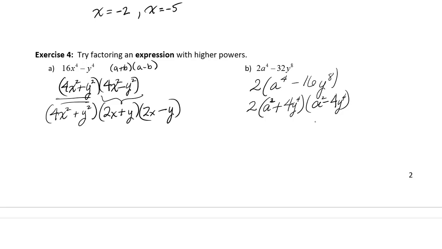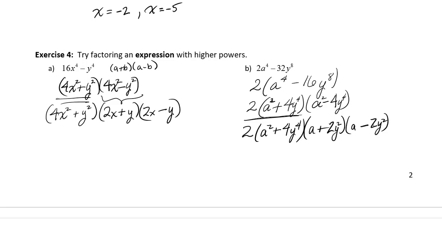Again, the pattern holds just like before on the previous example. We're going to leave the sums alone and we'll just rewrite them. 2a to the second plus 4y to the 4th. And in the second binomial, we can factor it further. We'll have an a and an a, a 2 and a 2, a y squared and a y squared, and a plus and a minus.